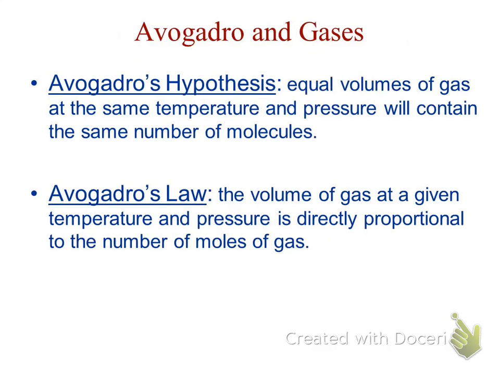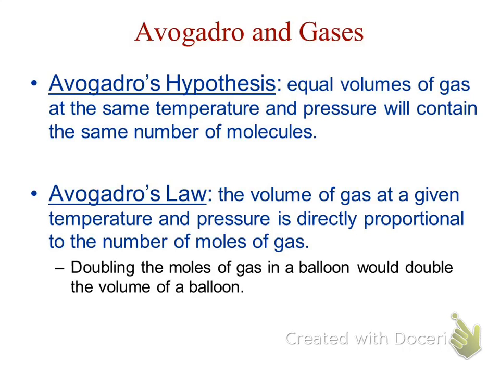Now, back to our good old friend Avogadro. Avogadro's main thing is he looked at the relationship between not only temperature, pressure, and volume, but he also looked at how many moles of the gas are present. And his hypothesis was, if I have equal volumes of a gas at the same temperature and pressure, it'll also contain the same number of molecules, no matter which type of gas it is, no matter the mass of the gas. If I have these conditions, I should also have the same number of molecules.